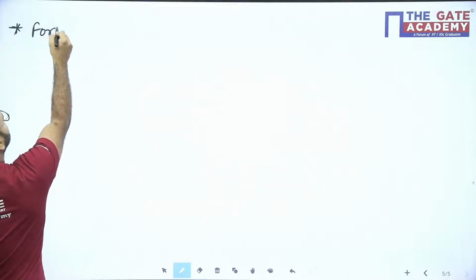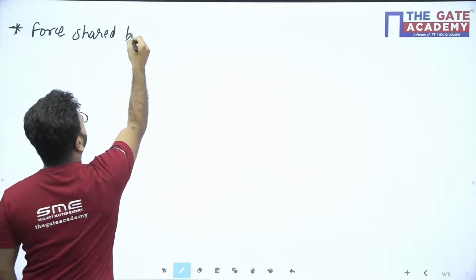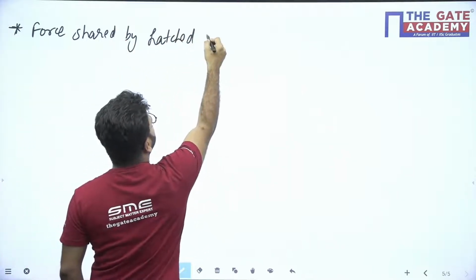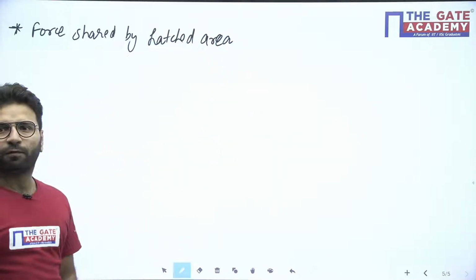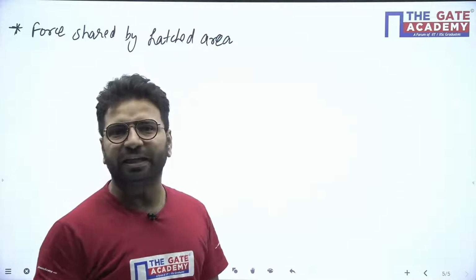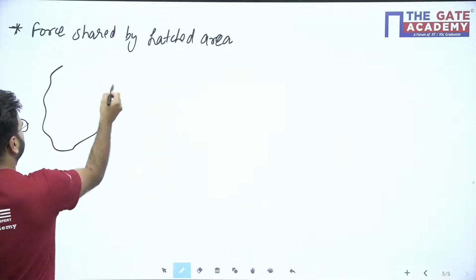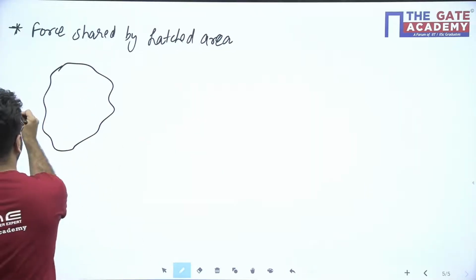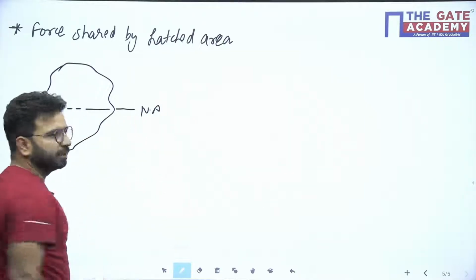Force shared by hatched area. What is the force shared by hatched area? Let us suppose we have one section here, and this is the neutral axis of this section, right?